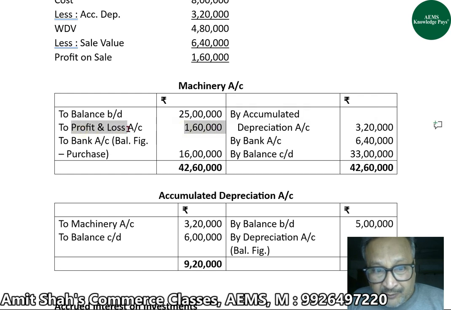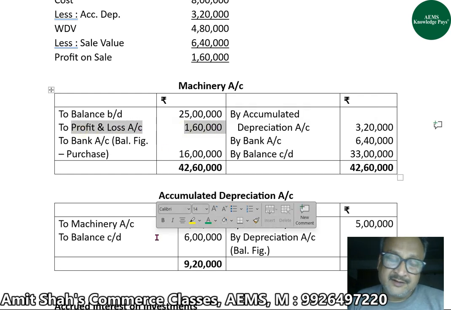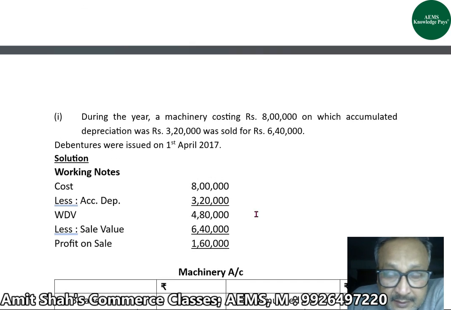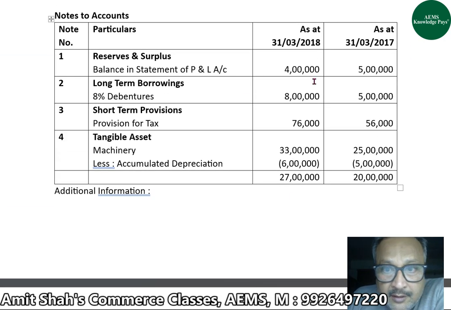Information of profit on sale 160 would be subtracted from profit before tax under cash flow from operating activities, because this profit is non-cash as well as non-operating profit. Right, guys? Yes. Okay.